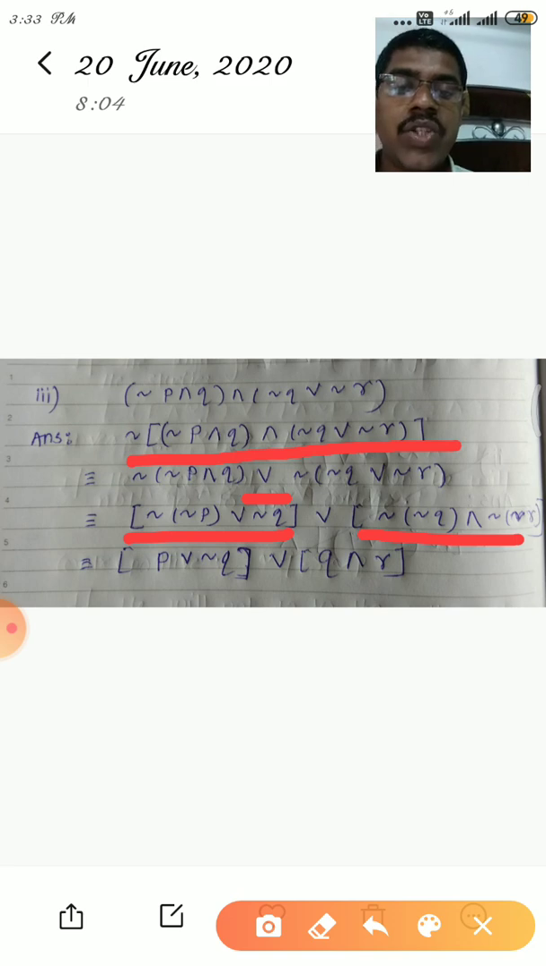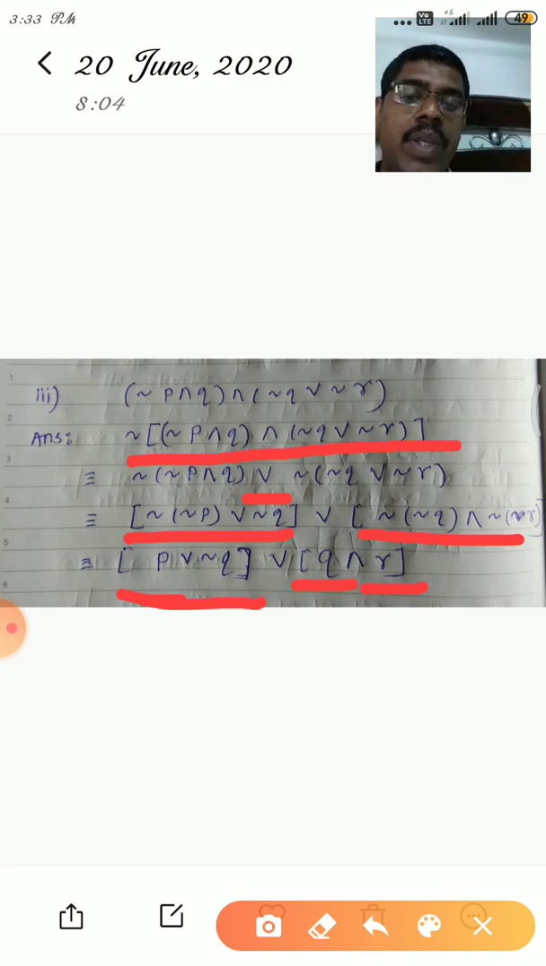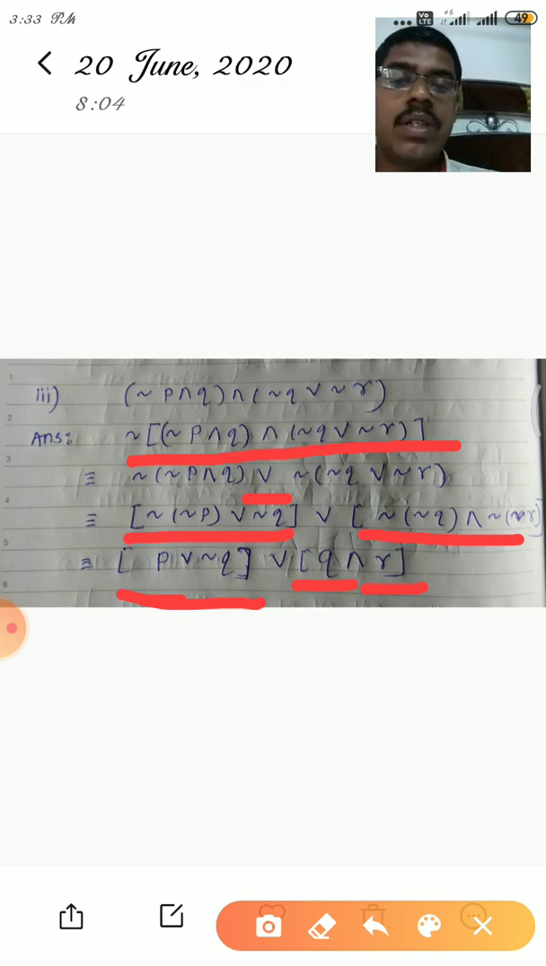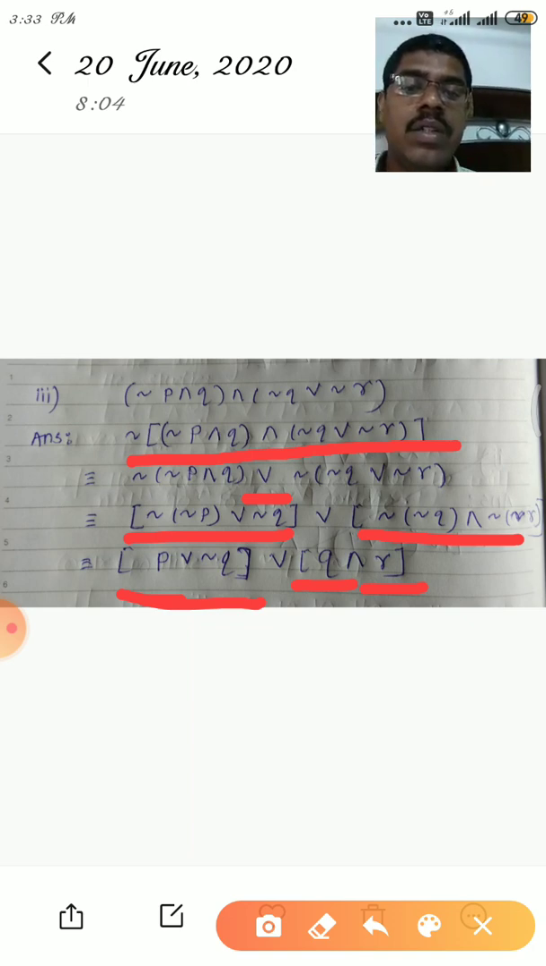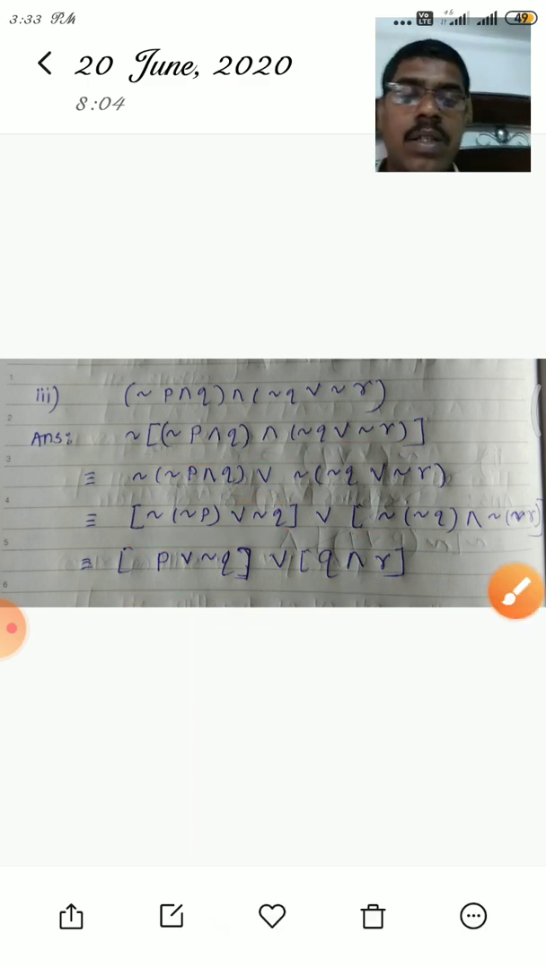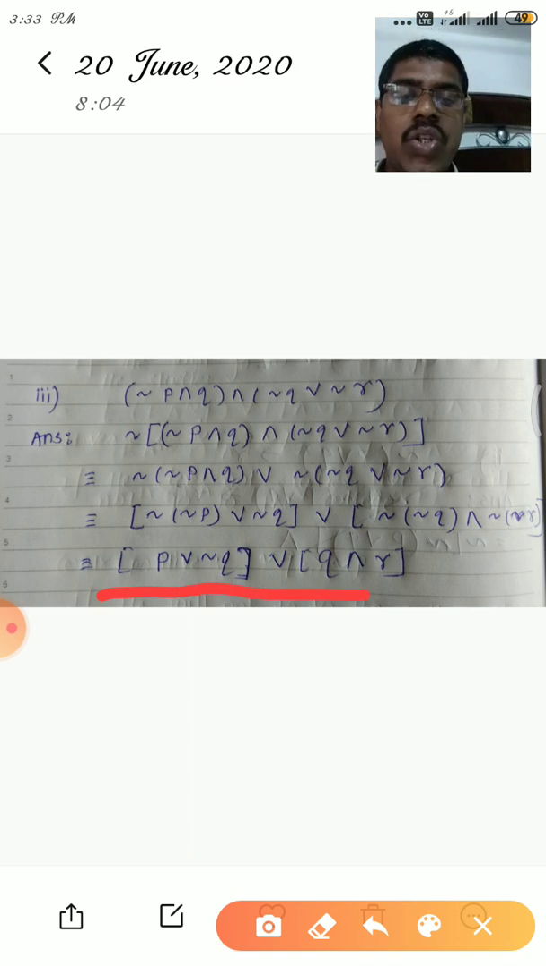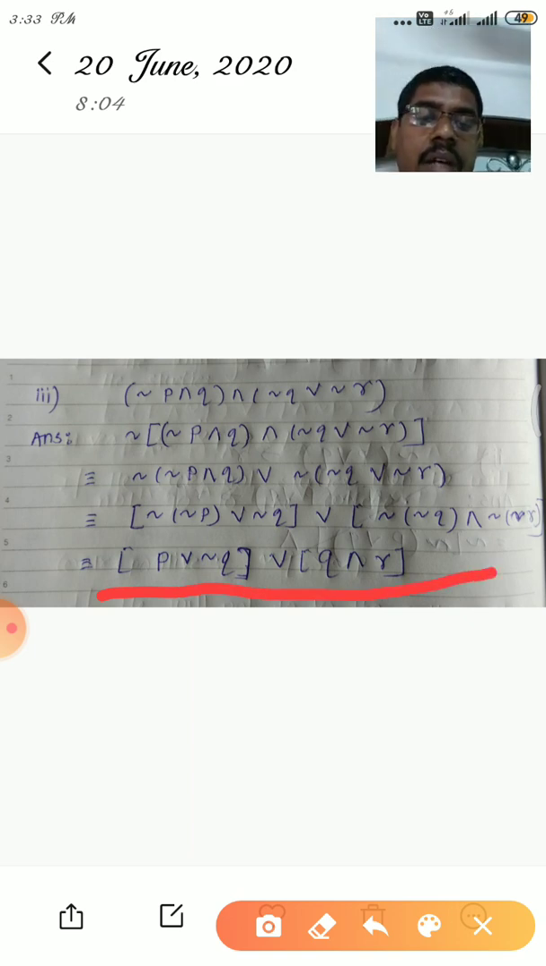Then negation of negation P is equivalent to P, or this negation Q as it is. This OR in bracket: negation of negation Q is equivalent to Q, and negation of negation R is equivalent to R. That means the negation of negation is equivalent to P here. That means negation of (P and Q) and (negation Q or negation R) is P or negation Q or (Q and R).